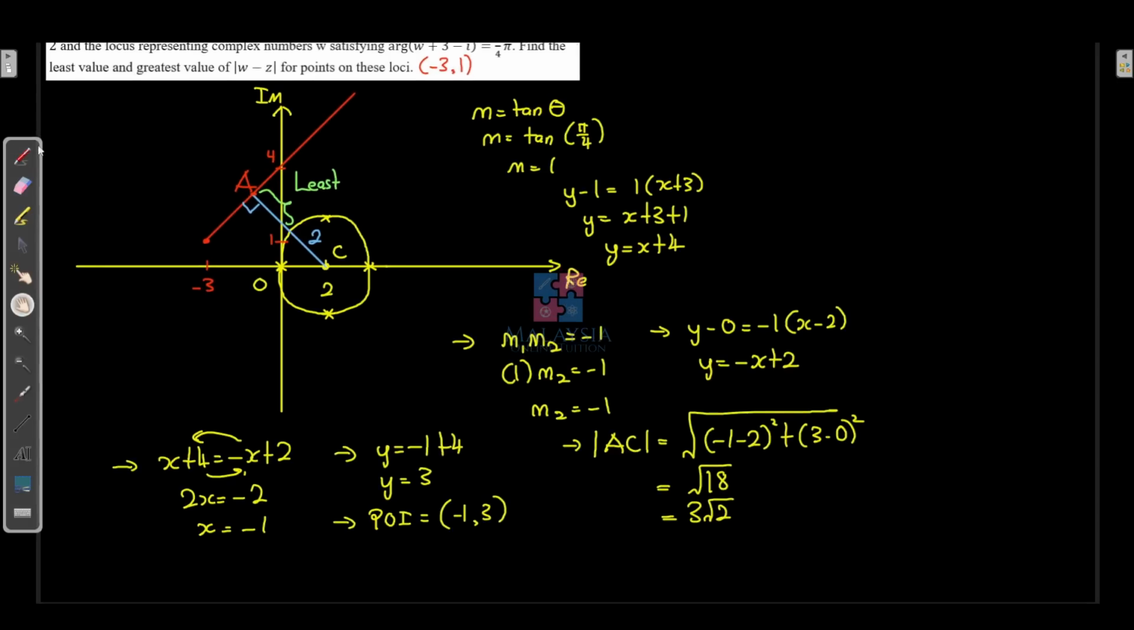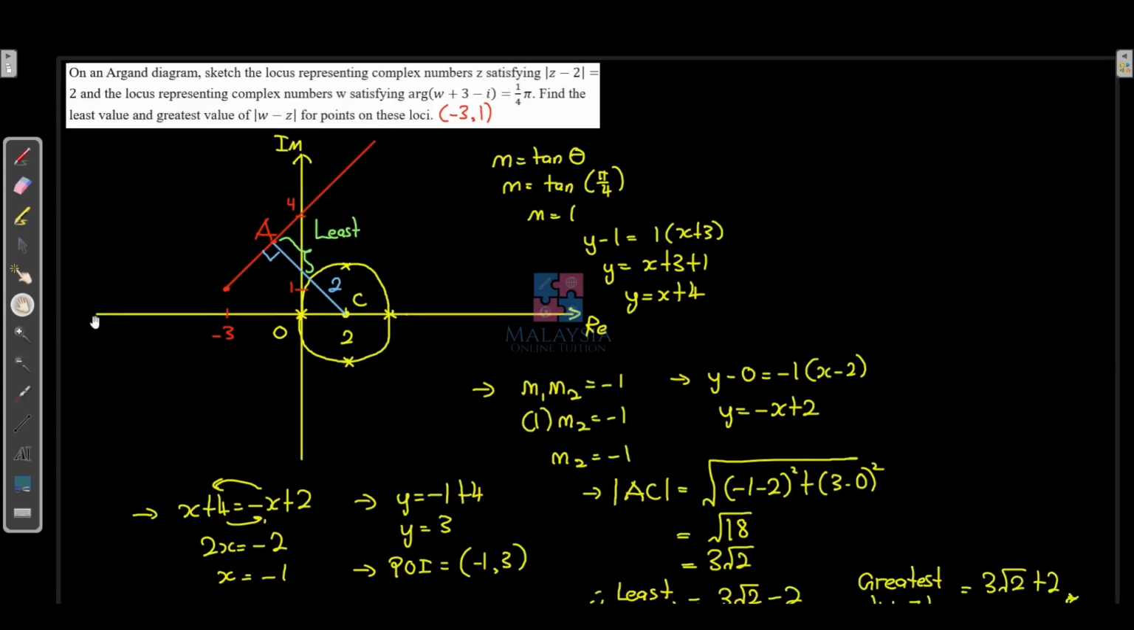So to get the least value, okay, so I think we can conclude now. So least modulus of z minus w, it is w minus z, okay, it's the same thing. The least is 3 square root 2 minus 2, like I said, minus the radius. And then for the greatest, we just have to add 2. Greatest modulus of w minus z equals 3 square root 2 plus 2. That's it, okay? And that's all for this first question.